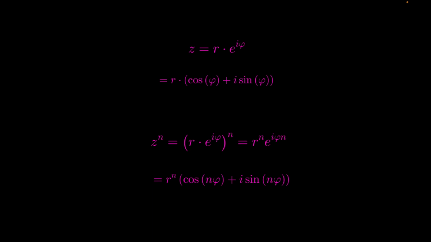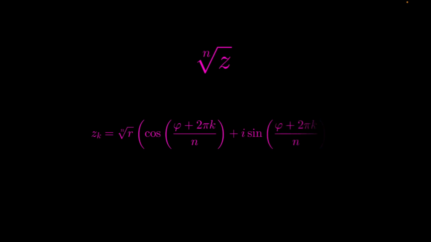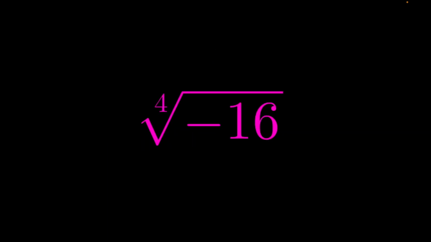And this makes us conclude a formula for the nth root of z, which is zk, so the kth root of our complex number z, is the nth root of r times the cosine of (phi plus 2 pi k) divided by n plus i times sine of (phi plus 2 pi k) divided by n. And k starts at 0 and ends at n minus 1, so we will have n roots of the nth root of z. So let's go back to our original problem, the fourth root of minus 16.